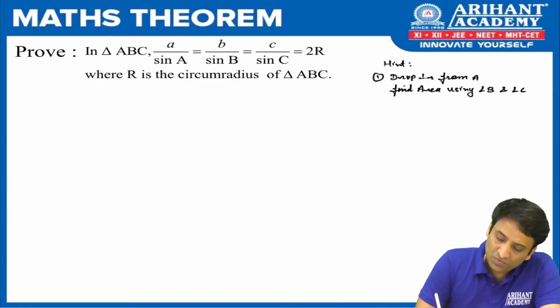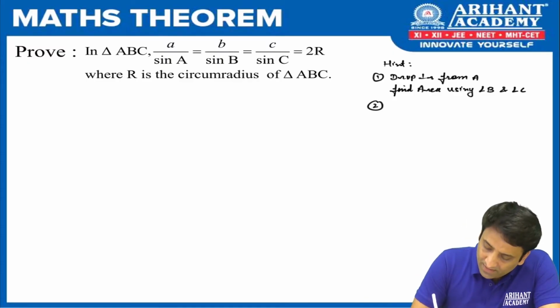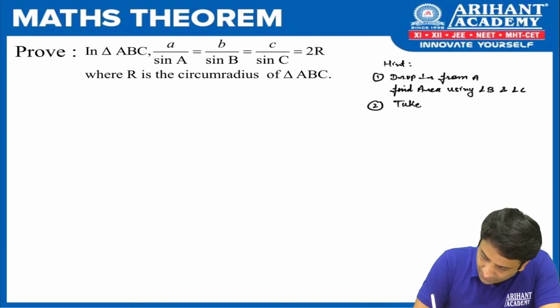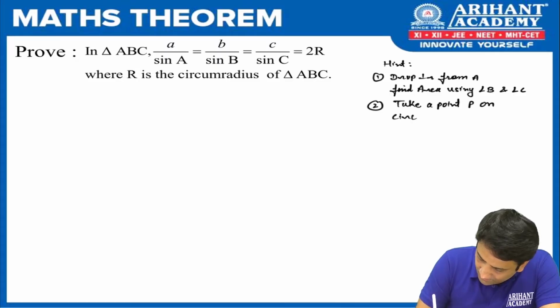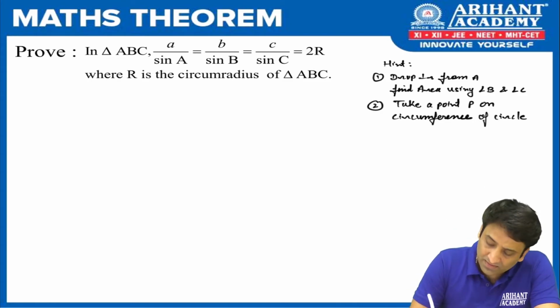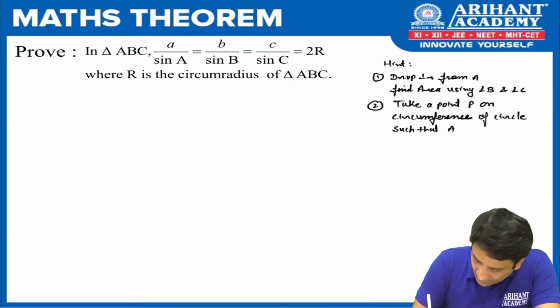Hint number two is we should take a point P on the circumference of the circle such that AP is diameter.